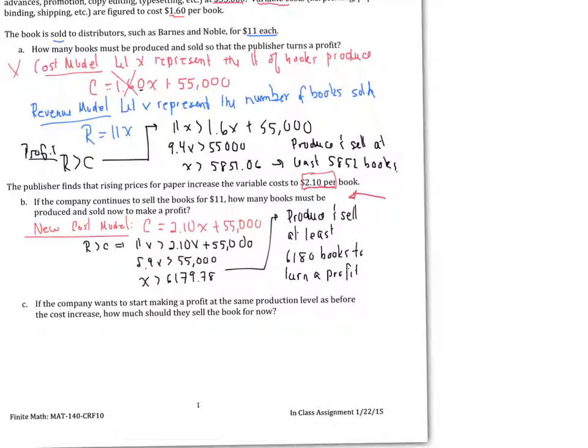But what happens in this problem is the publisher says we only want to produce 5,852 books, no more. We want to keep our production level the same. So that's what that means, same production level. We don't want to change that. So I need to adjust the price.